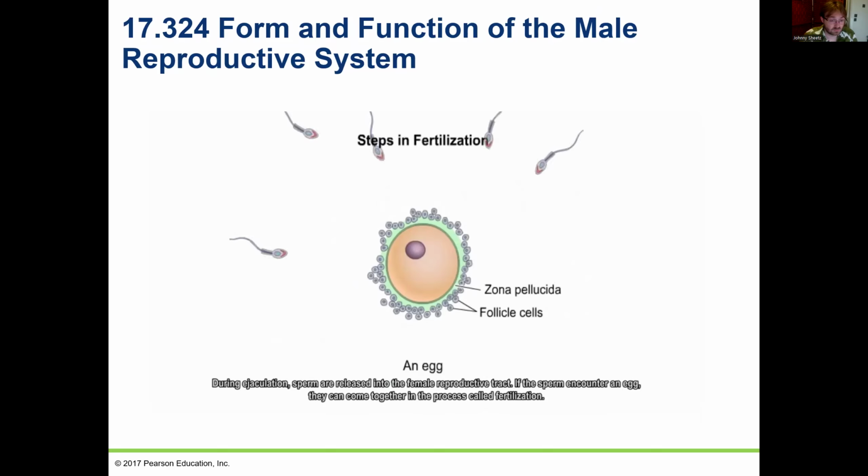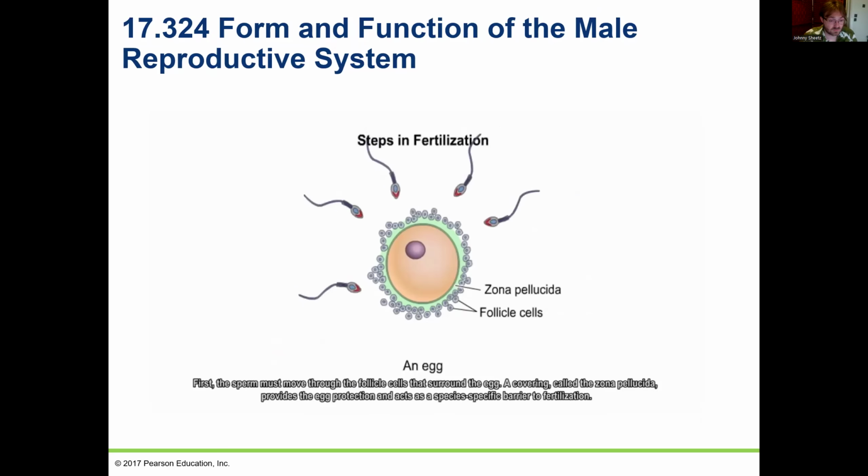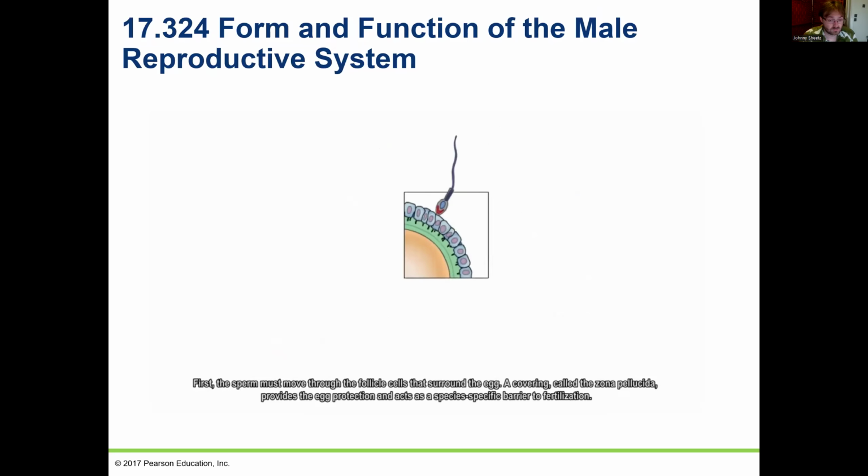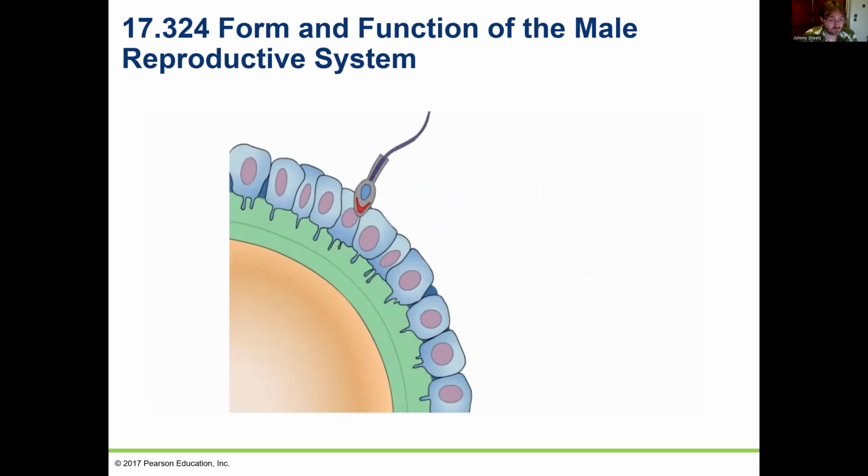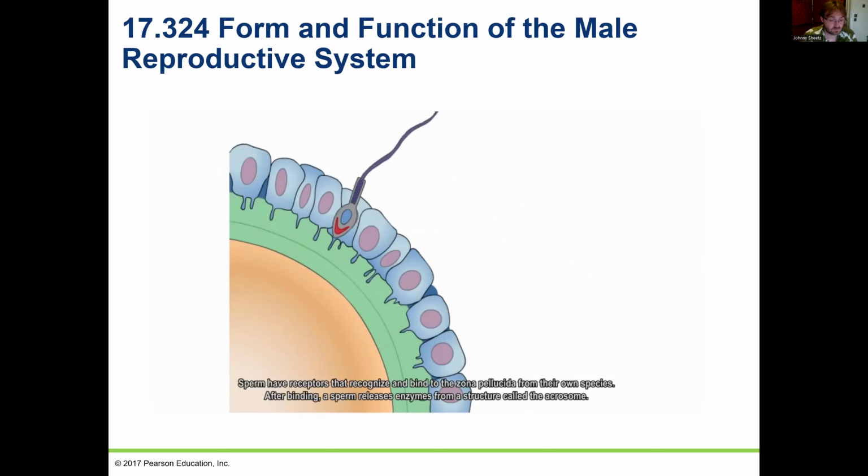During ejaculation, sperm are released into the female reproductive tract. If the sperm encounter an egg, they can come together in the process called fertilization. First, the sperm must move through the follicle cells that surround the egg. A covering called the zona pellucida provides the egg protection and acts as a species-specific barrier to fertilization. Sperm have receptors that recognize and bind to the zona pellucida from their own species.